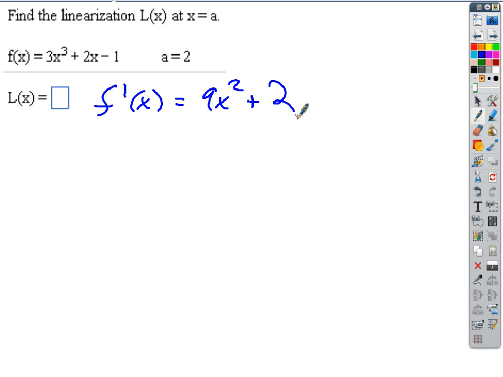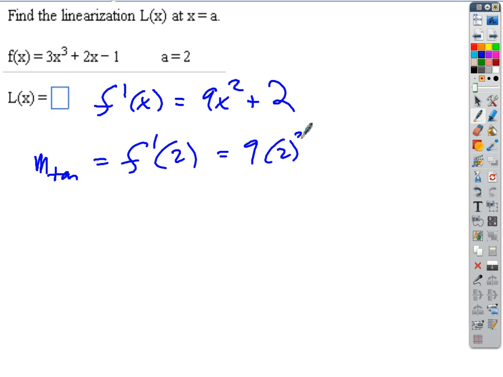But how are we finding it? What's the slope of the tangent line at x equals a? Derivative. Sure. That's what the derivative does. It tells us the slope of the function, right? So the slope of the tangent line is just equal to f prime of a, f prime of 2, right? So 9 times 2 squared plus 2, so it's big. What is that? 9 times 4, 36. So 38 is the slope.